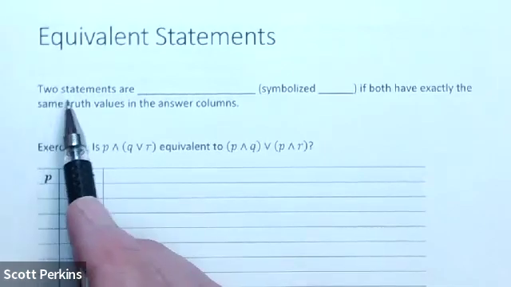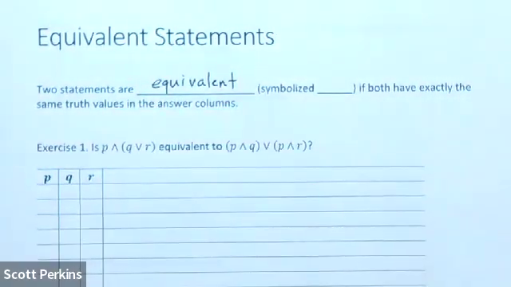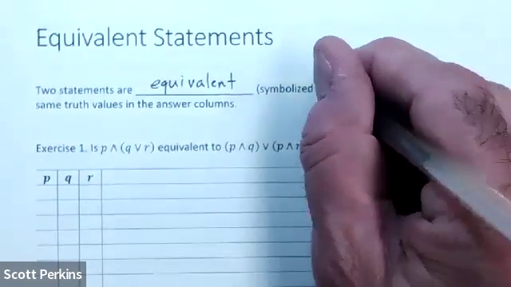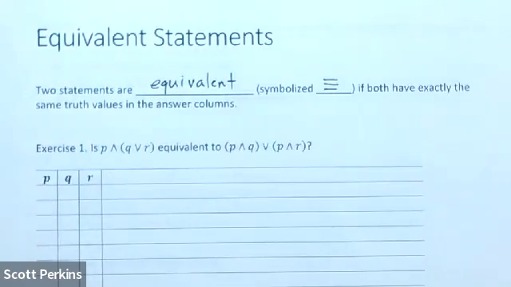So what we say is two statements are equivalent. So we're just going to fill in that word. Two statements are called equivalent, and in logic, the symbol that our book uses is an equal sign with 3 bars. I think that's the same symbol we use with sets. And two statements are equivalent if they have the exact same truth values in their answer column. So when you're looking at the answer column, it is the same sequence of T's and F's, not the same number of T's and F's, but in the exact same place as well. That's what it means to be equivalent.